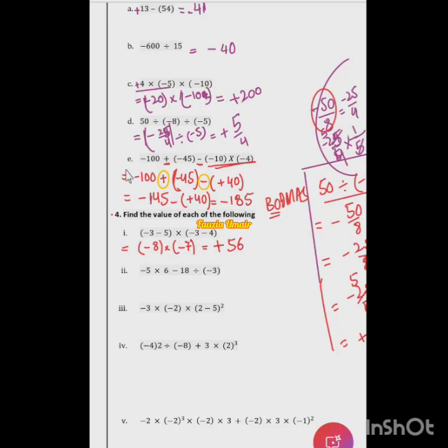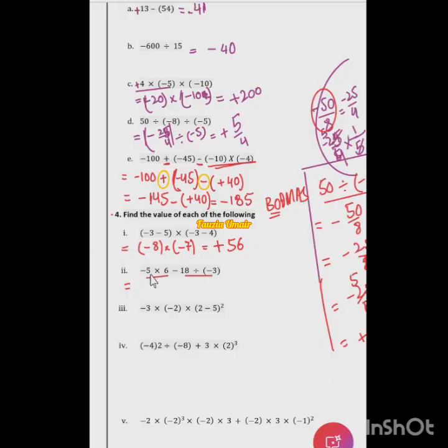All right. So then this one. Which operation will we do first? Ma'am, division and multiplication. Both we can do in the same step. We can do division and multiplication together in one step.